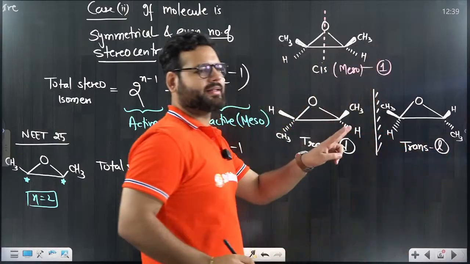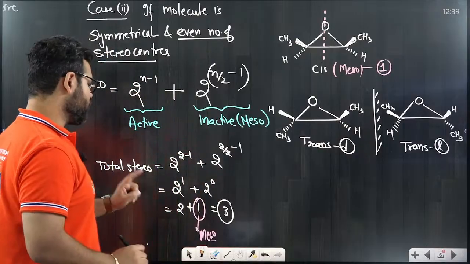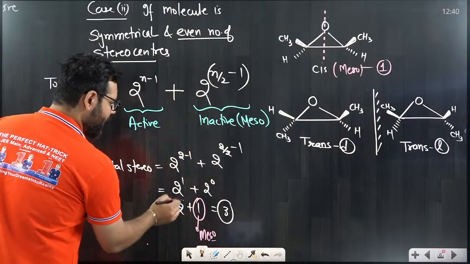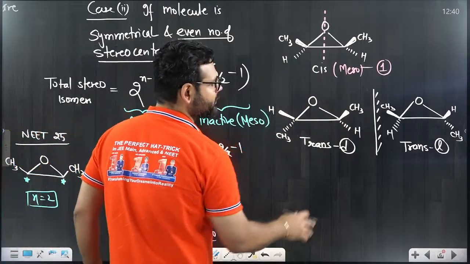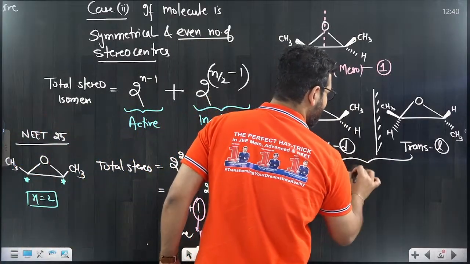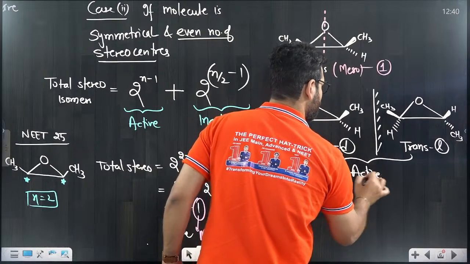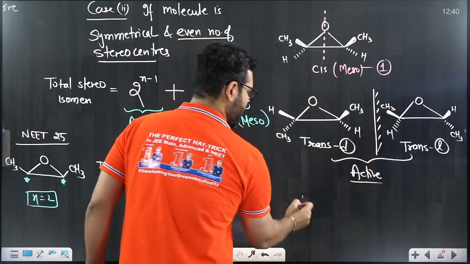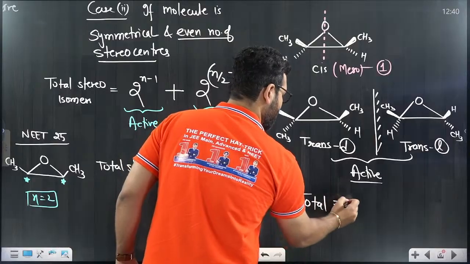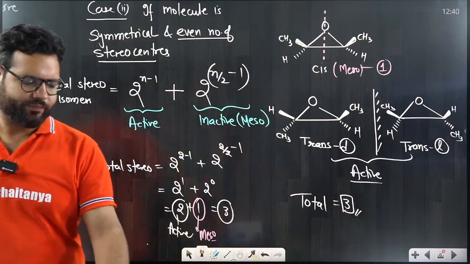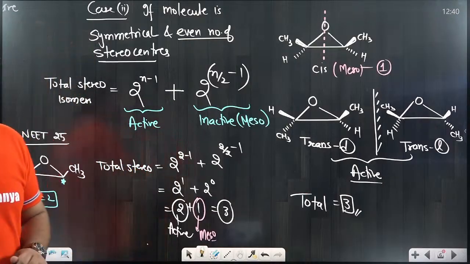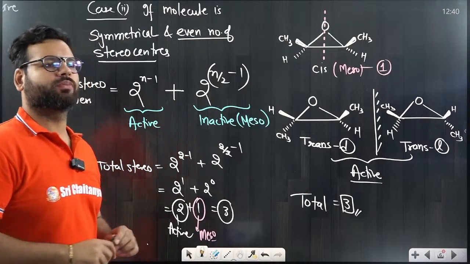So two transes and one cis. Two active, one inactive. So total three isomers will be there. So these two are active. So total three. Three stereoisomers. Is it clear, Niharika? Can I think that it is clear to you?